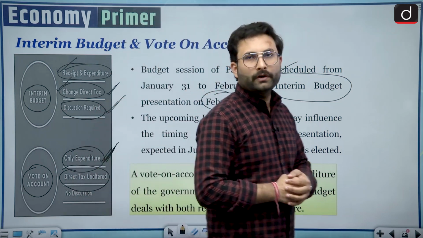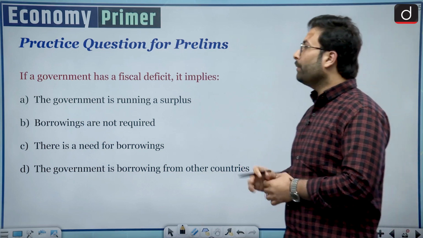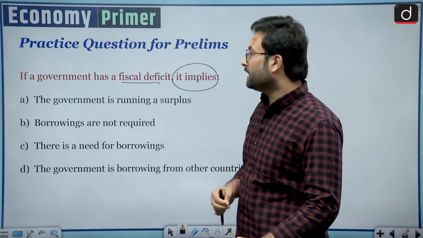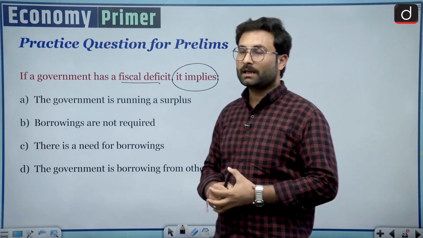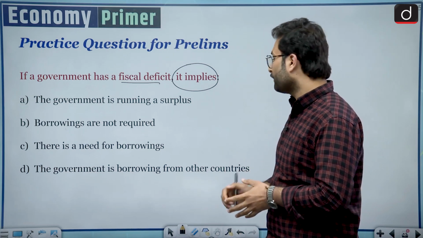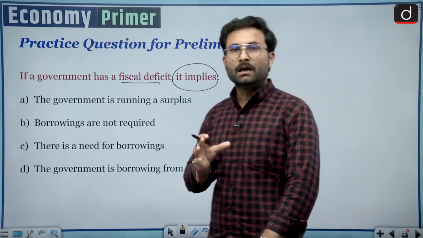With that, we'll move forward to the question for your practice. If a government has a fiscal deficit, it implies, there are 4 options given. A, the government is running a surplus. B, borrowings are not required. C, there is a need for borrowing. D, the government is borrowing from other countries. So you have to attempt this question and answer in the comment box.